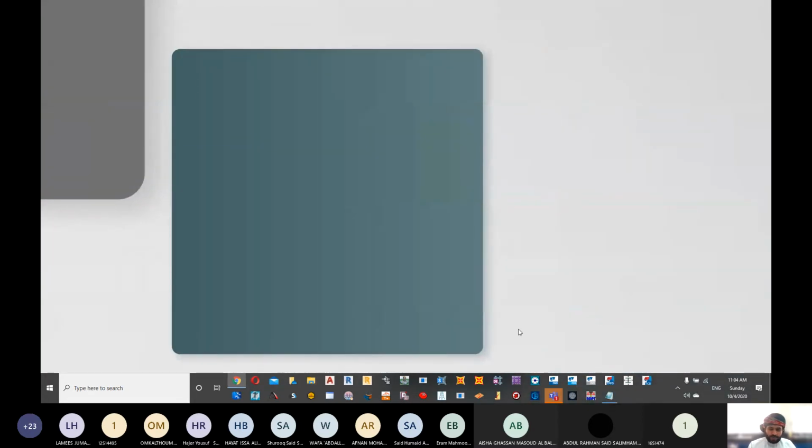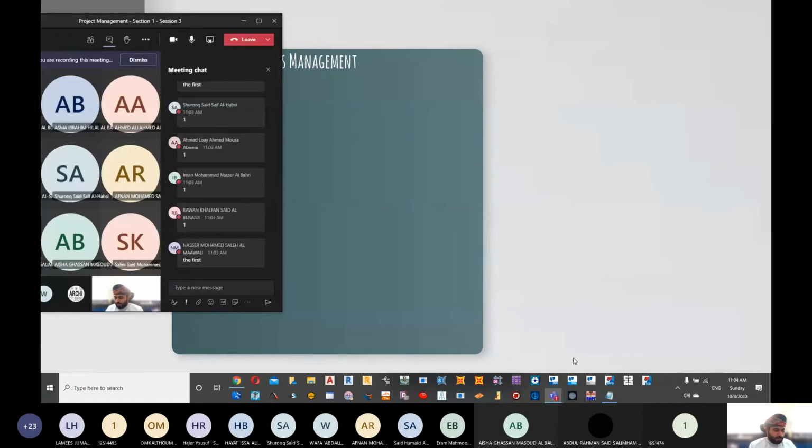Conflict management. What's the meaning of conflict? What is the meaning of a conflict? Any labs? Conflict. Another meaning for a conflict.